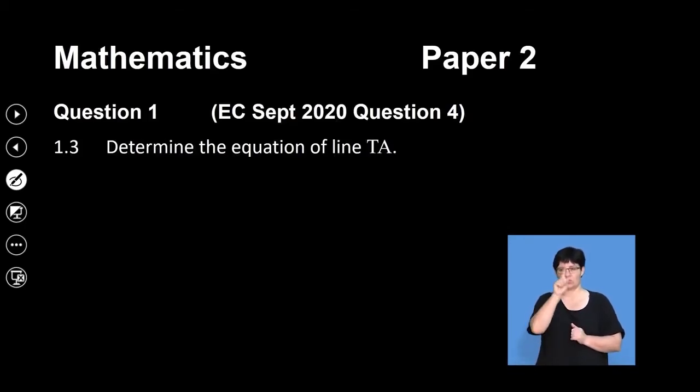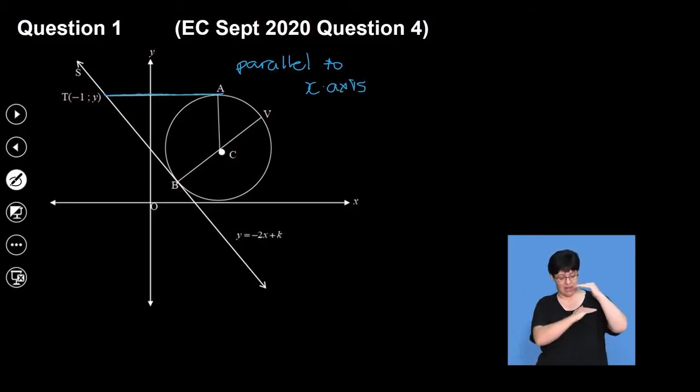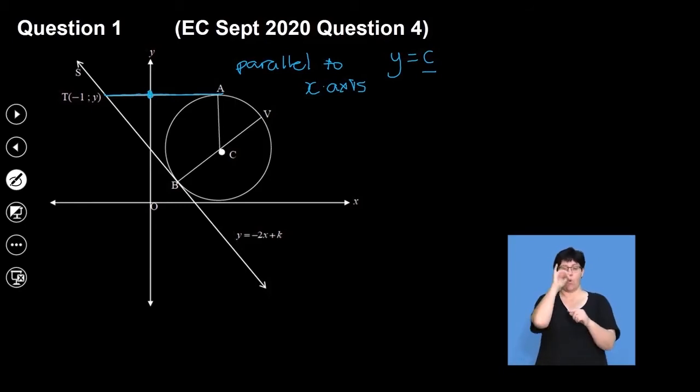All right, let's move on and see what the next question is. The next question asks us to determine the equation of line TA. Okay, so TA is this line over here. We were told that TA is a tangent, and that it is parallel to the x-axis, and we really need that information to be able to find the equation of this line. Any line that's parallel to the x-axis is always going to have an equation of the form y equals c, where c is the y-intercept, or the point where that line cuts the y-axis.